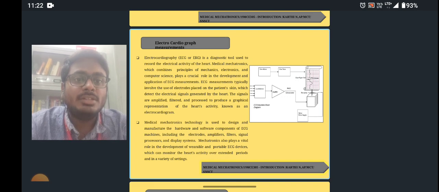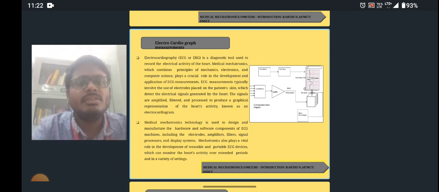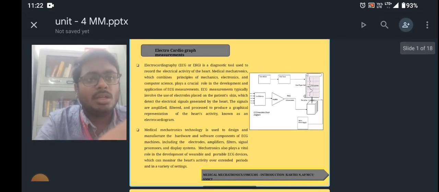Mechatronics also plays a vital role in the development of wearable and portable ECG devices, which can monitor the heart's activity over extended periods and in a variety of settings. We can see it in the block diagram.